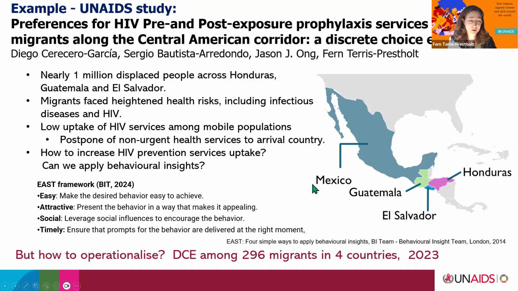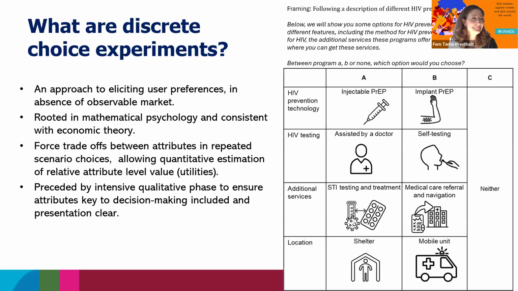So we did a discrete choice experiment among 296 migrants in 4 countries in 2023, and we're about to submit the paper now. So what is a discrete choice experiment? A discrete choice experiment is a way of eliciting preferences that we can quantitatively measure. So what happens is you present a scenario, a framing, as Simon pointed out, which is, in this case, would you prefer service A with injectable PrEP assisted by a doctor with STI testing and treatment in a shelter, or service B, or would you not want to do either of these?